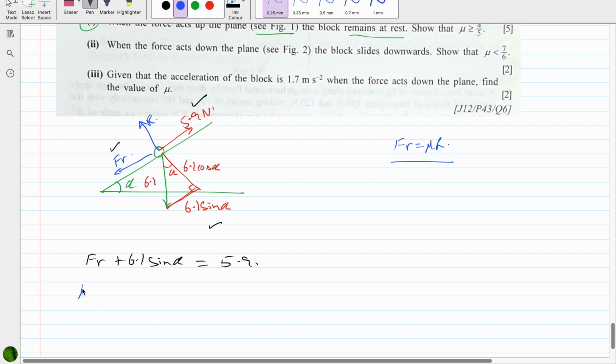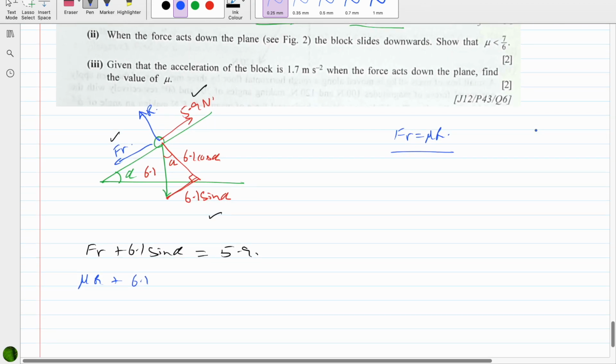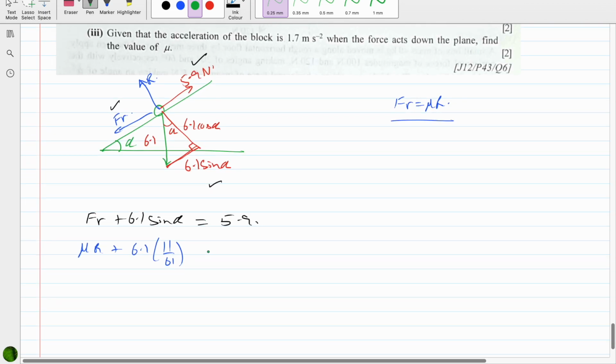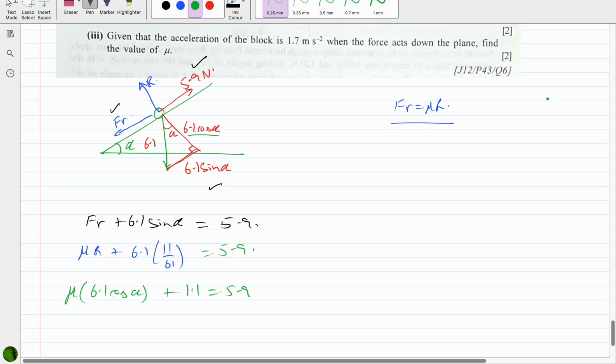Now friction equals mu R plus 6.1 sine alpha. Using the same triangle, sine alpha is 11 by 61. This is not a compulsion that you should use this. If you wish, you can find alpha and use it, but that would not give you exact answers, as it is rounded in decimals. It equals 5.9, and R can be seen from the diagram: R is equal to 6.1 cos alpha. So mu into 6.1 cos of alpha plus, meanwhile let me simplify this, 6.1 into 11 by 61 gives me 1.1.